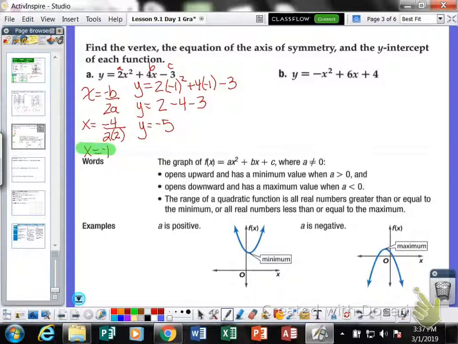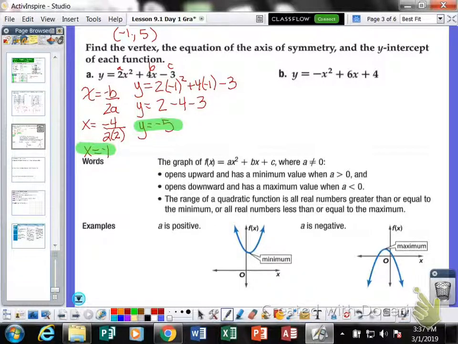So to find the vertex then, I have my x, I have my y. So that means my ordered pair for the vertex is -1, -5. So there's my vertex. That's different than using the graph. It's easier with the graph, not so easy here. You just have to substitute and solve.